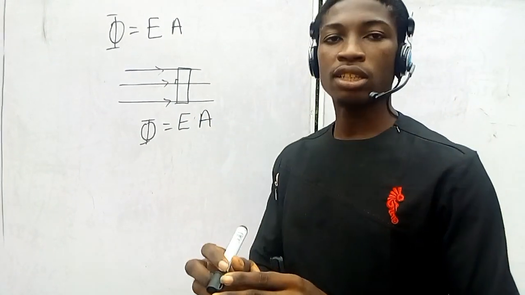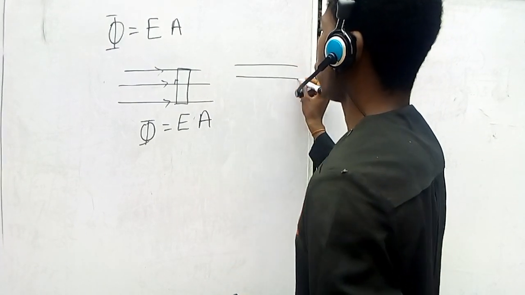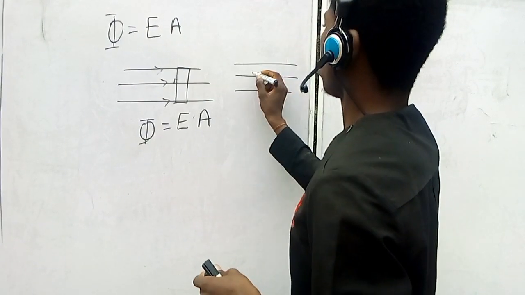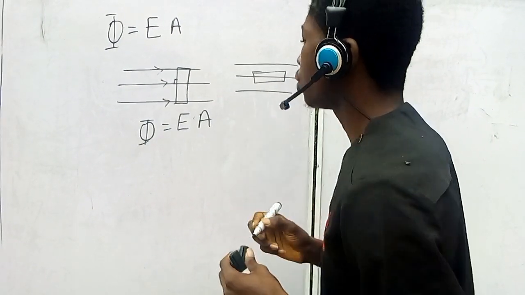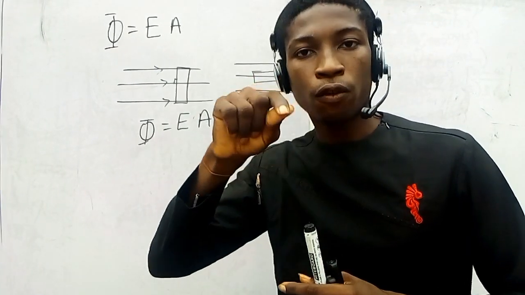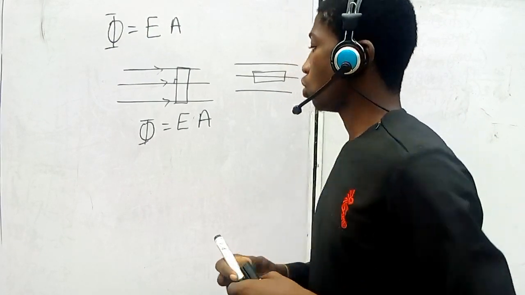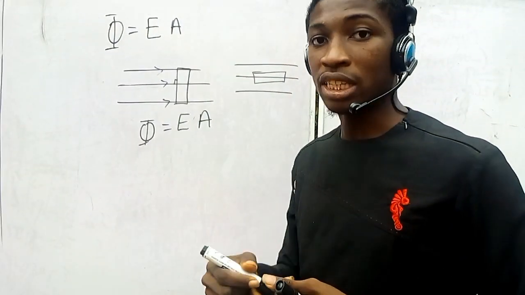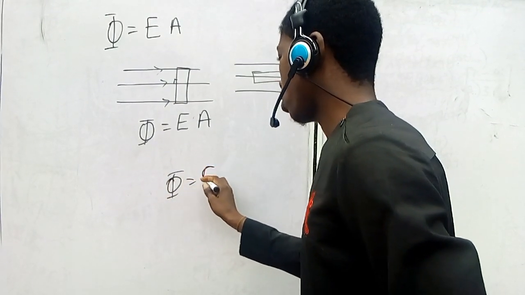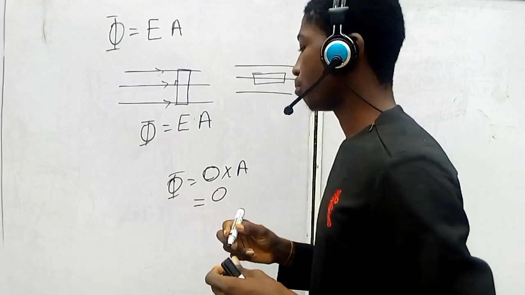Now, the second case is when this material is parallel to the electric field. The material is parallel to the electric field. In this case, there are no lines of forces or electric lines of force on the material itself. So therefore, the electric field on the surface is zero. So therefore, the flux will be equal to 0 times the area. That will give us 0.